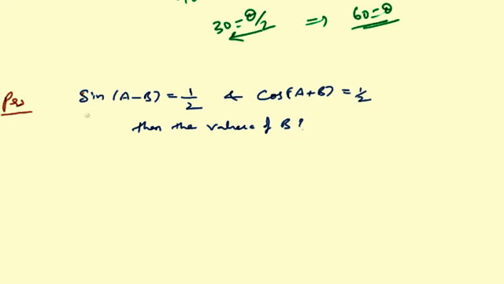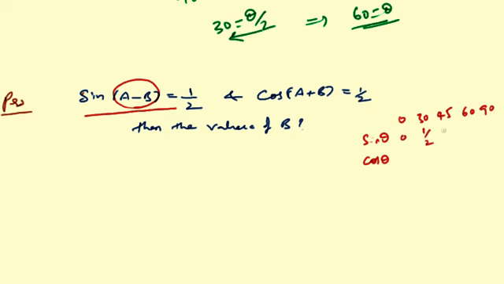Here again it is given that sin(A minus B) is nothing but 1 by 2, which means sin of something is 1 by 2. When the sin value is 1 by 2, friends, you write sin and cos for 0, 30, 45, 60 and 90 degrees. Yesterday we did this. Sin is 0, 1 by 2, 1 by root 2, root 3 by 2 and 1. And cos values are the reverse of those: root 3 by 2, 1 by root 2, 1 by 2 and 0.